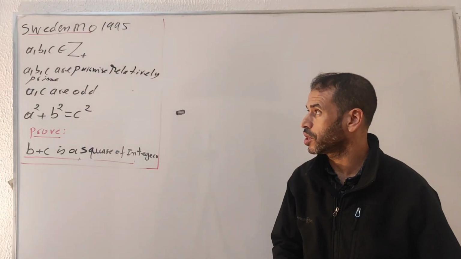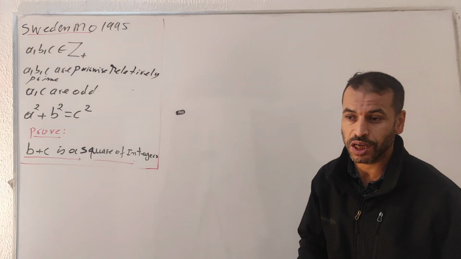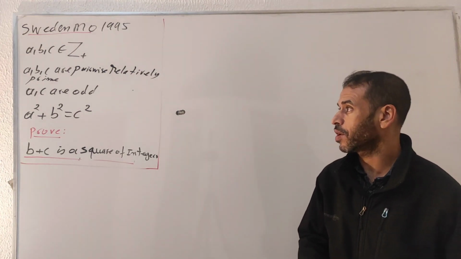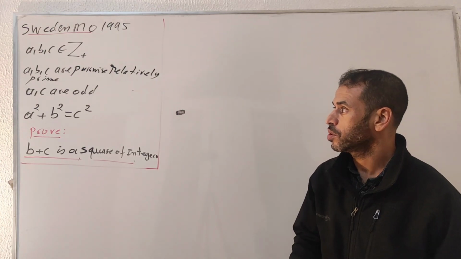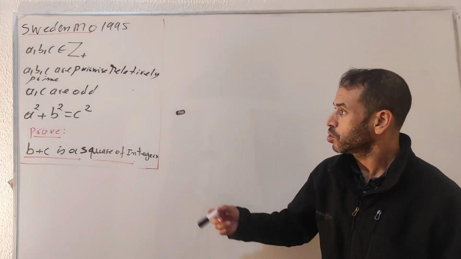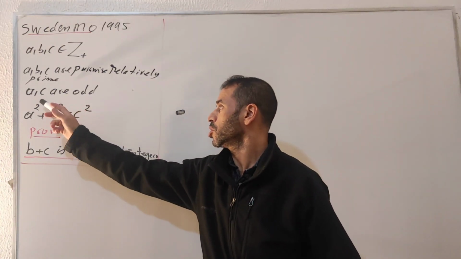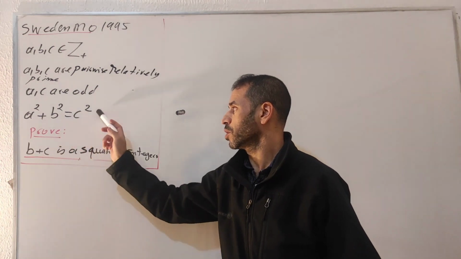In today's video, here is a nice problem coming from the Sweden Mathematical Olympiad edition 1995 regarding arithmetic and number theory. Here is the following statement: for all a, b, and c positive integers, a, b, c are relatively prime to each other, so we get that the two integers a and c are odd.